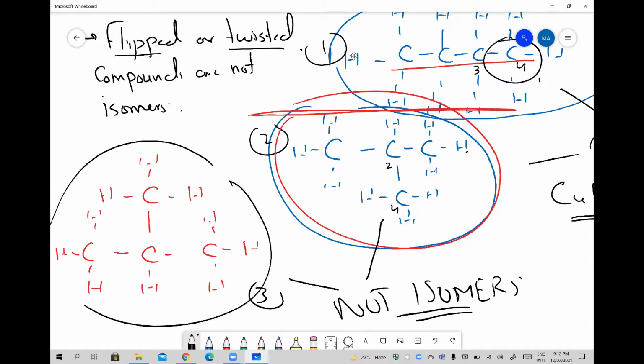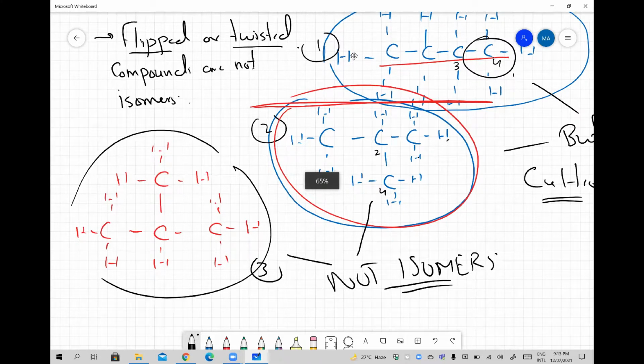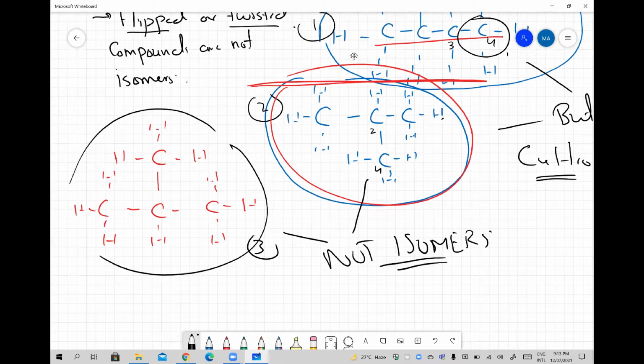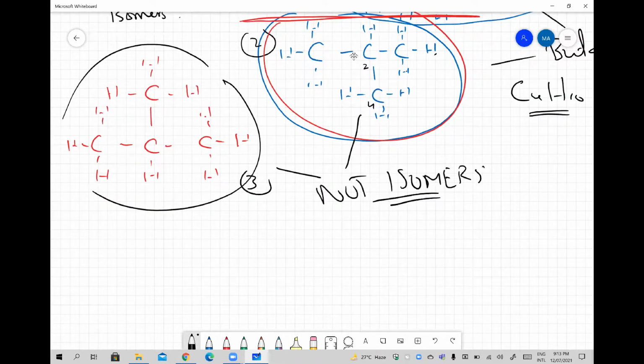So the thing I was explaining earlier regarding the connectivities was very important: in order to change the structural formula, it's important for you to alter the connectivity, not just flip it or twist it, because by flipping or twisting a compound, you won't be creating any other isomer. In fact, the compound will still be the same.